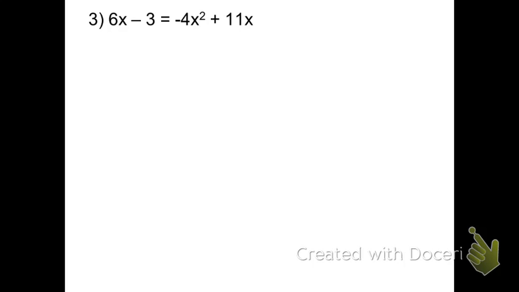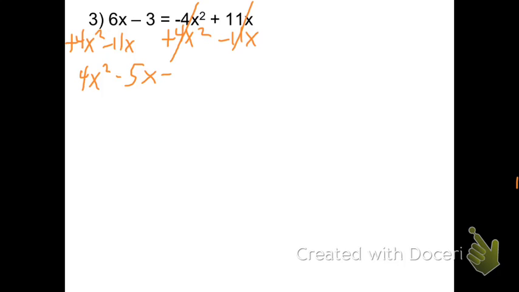And again, it doesn't matter. You can bring it to the left or the right. So I'm going to add 4x squared on both sides. So there's nothing really to add that to. And I'm also going to subtract 11x from both sides. So that cancels 4x and negative 4x, 11x and negative 11x. So we have 4x squared minus 5x minus 3 equals 0.